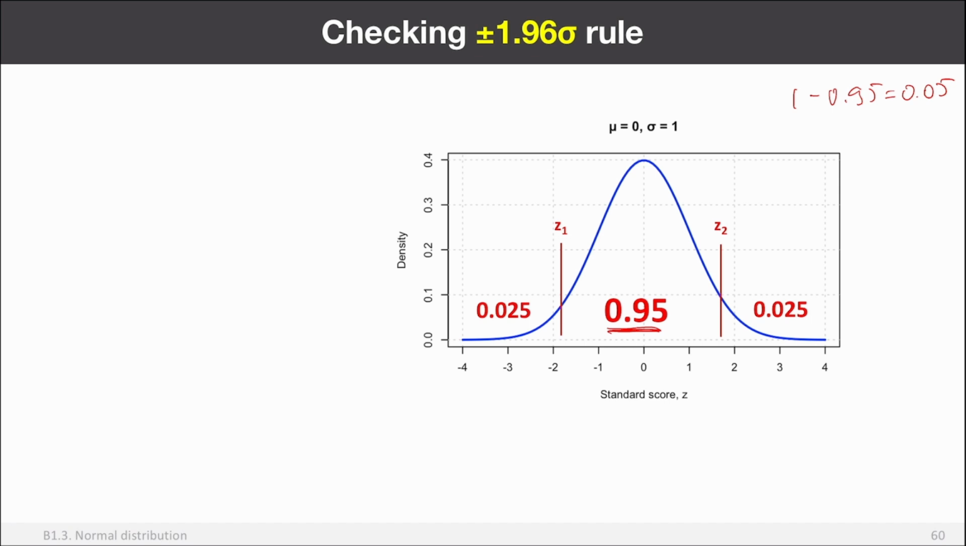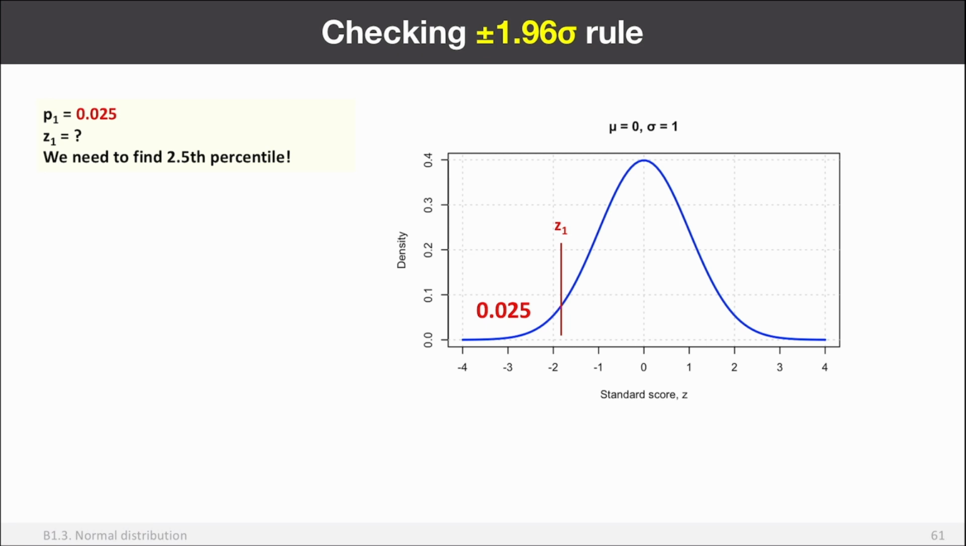But because outside means on both tails and the distribution is symmetric, we need to take half of this. So you get 0.025 here and 0.025 here, right? Now we know, for example, for Z1, this area that we are looking for should be 0.025. So we need to find the 2.5th percentile for our distribution.